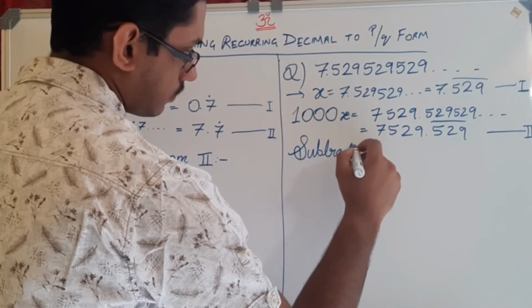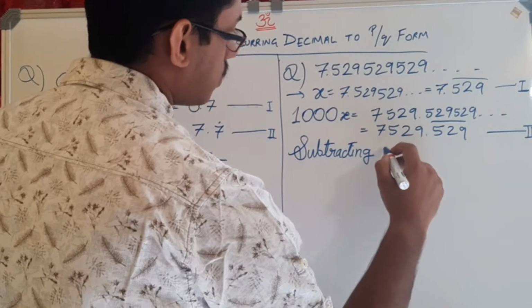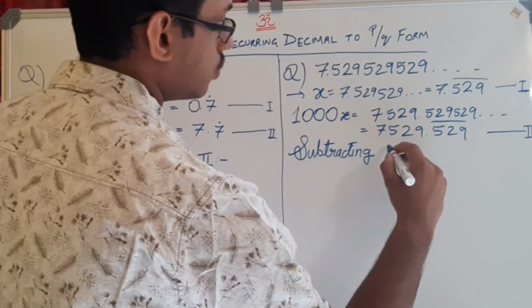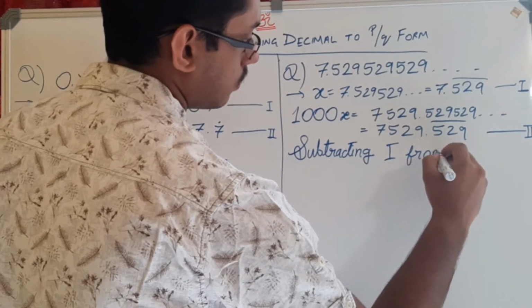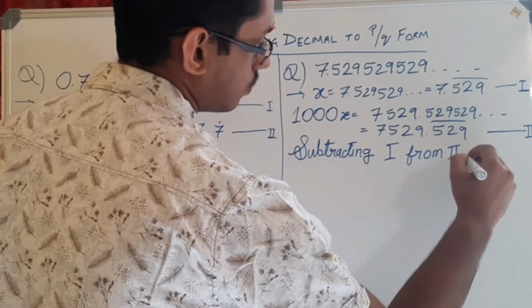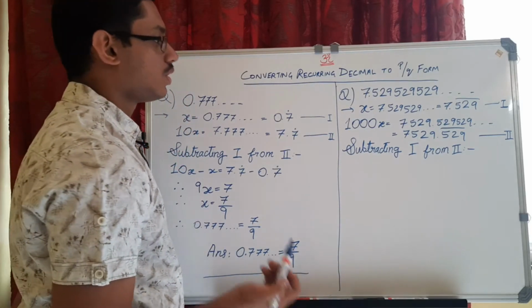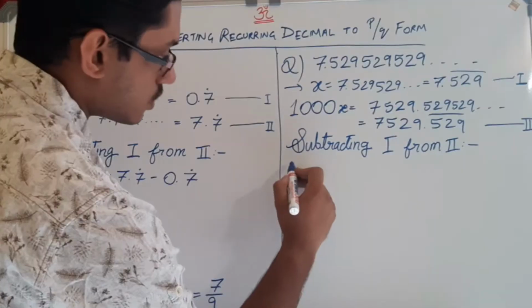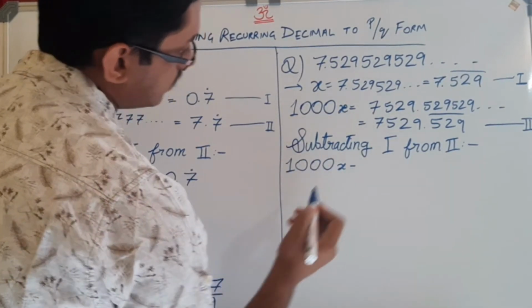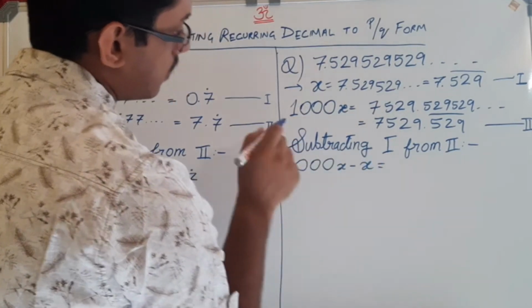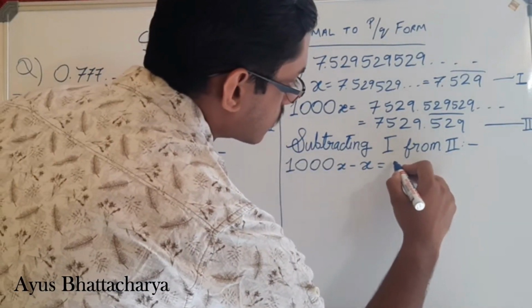Subtracting 1 from 2. Alright. Subtracting 1 from 2. So we will do 1000x minus x. 1000x minus x is equal to what?